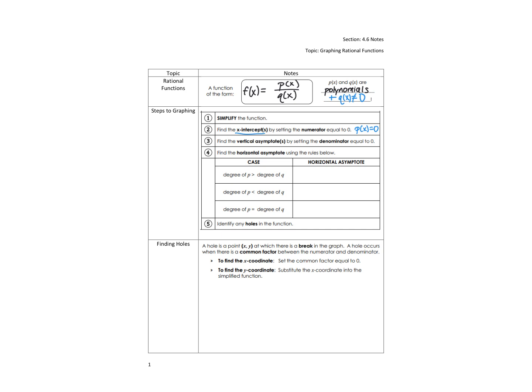I would highlight this, underline it, whatever you got to do. The vertical asymptote we find by setting the denominator equal to 0, the bottom part, that q of x equal to 0. That's how we find the vertical asymptote. You do need to know that.